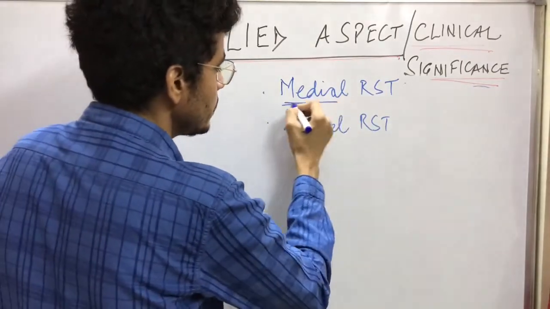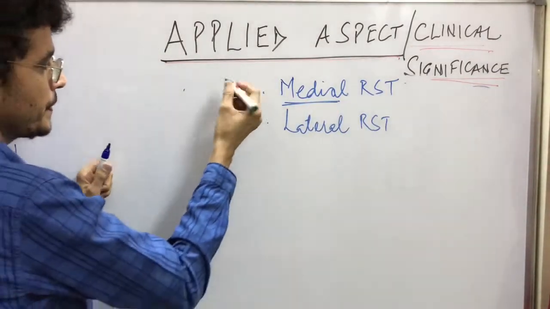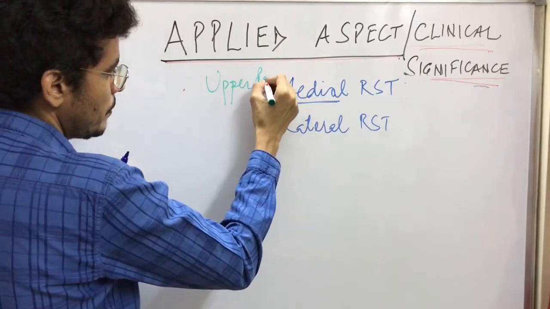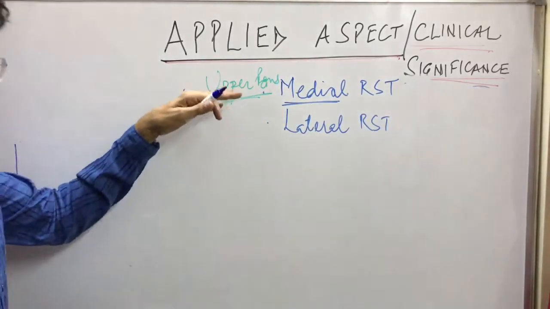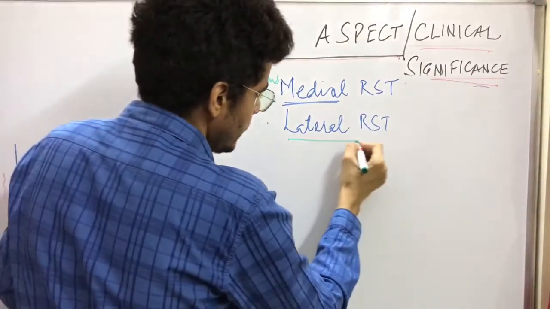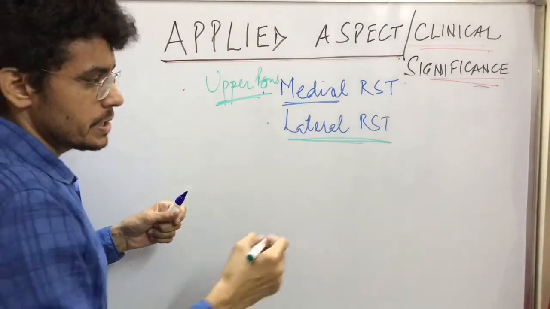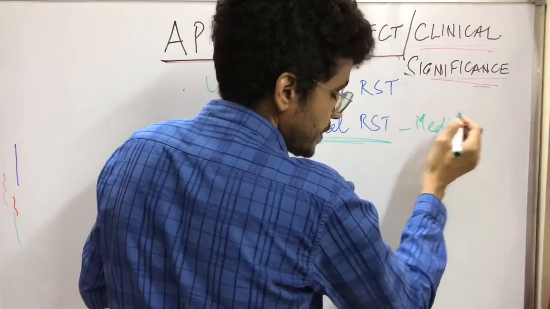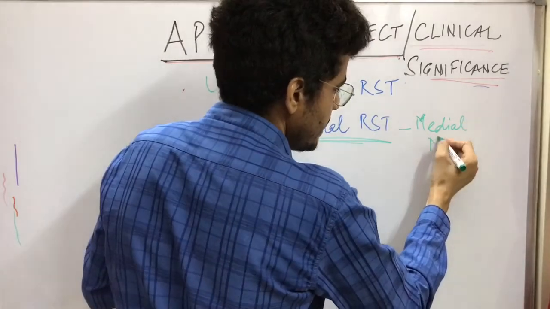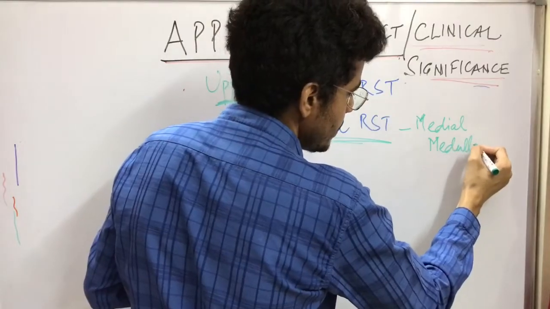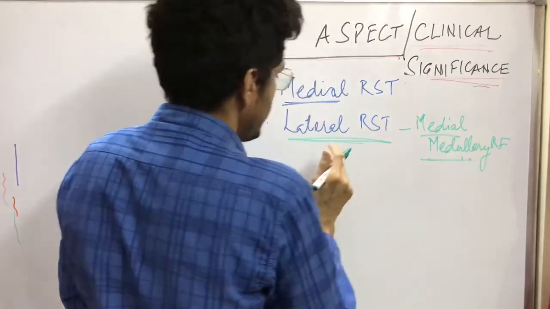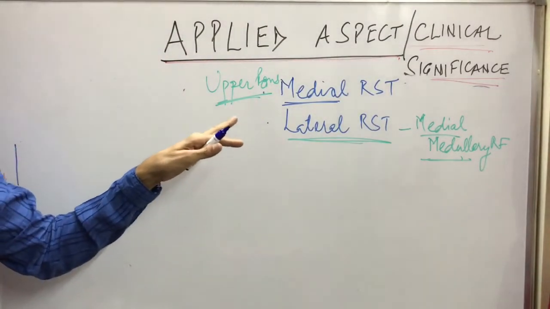The medial one originates from the upper pons, though not the entire upper pons. And this lateral reticulospinal tract mainly originates from the reticular formation present in the medial medulla. The medial medullary reticular formation gives rise to the lateral reticulospinal tract.